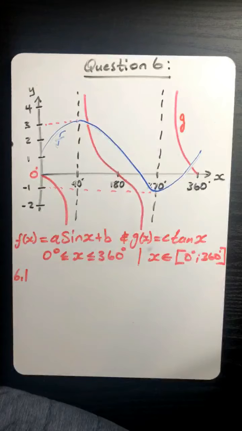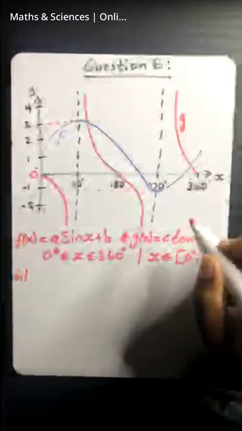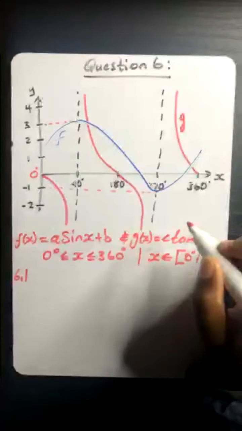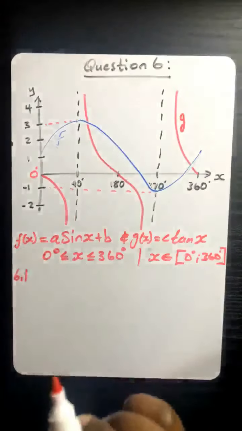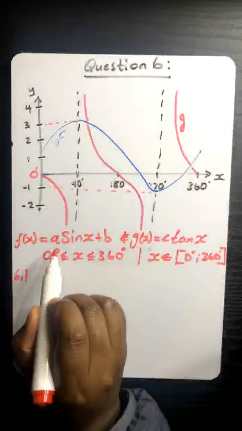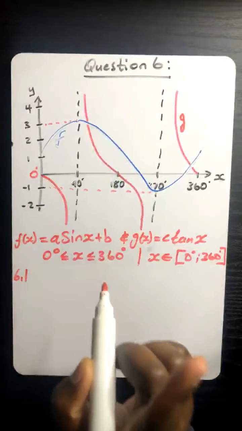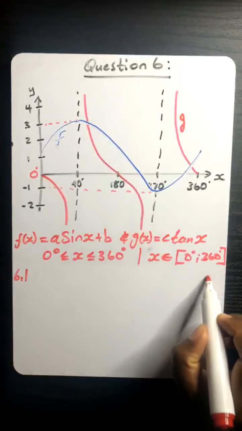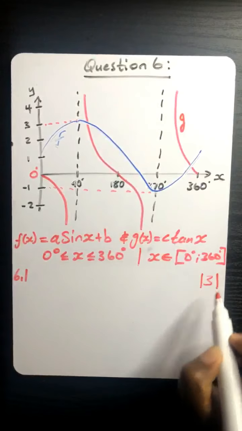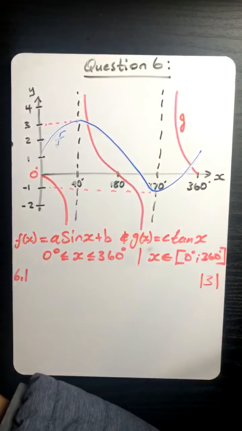Sir, can you please repeat the question? Oh, so my question was, the question says write down the value of A, B, and C. And the question is allocated 3 marks. So I was asking if there's someone who'd like to try to answer that question.